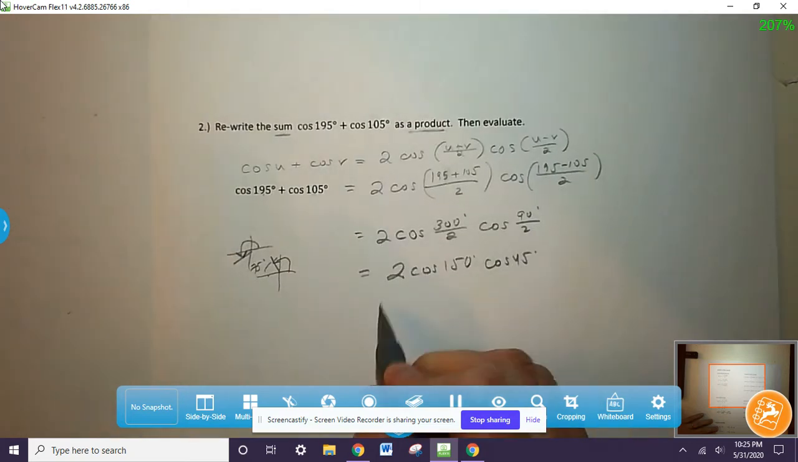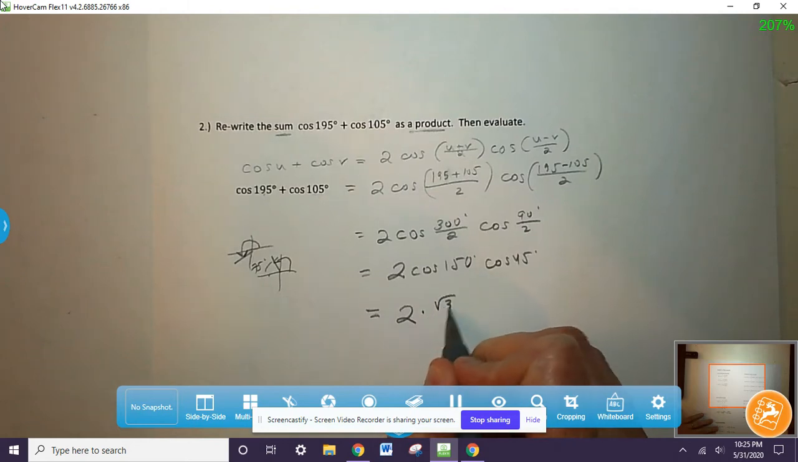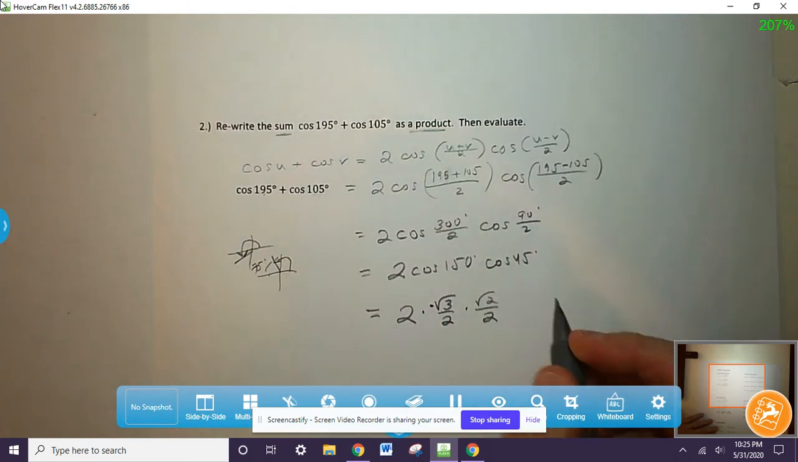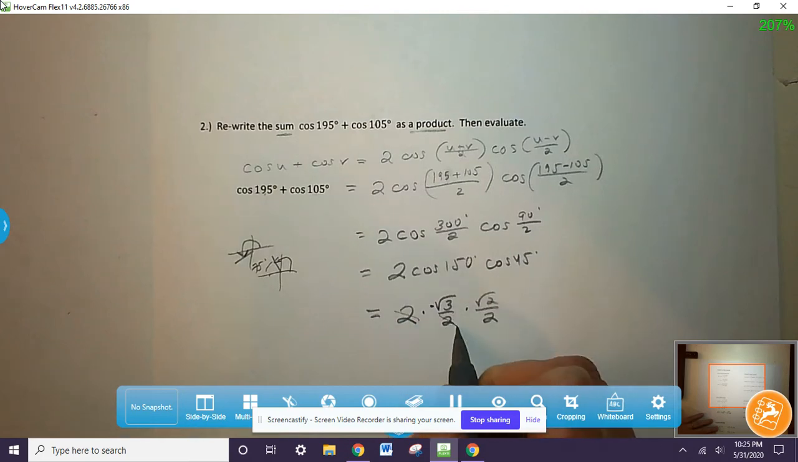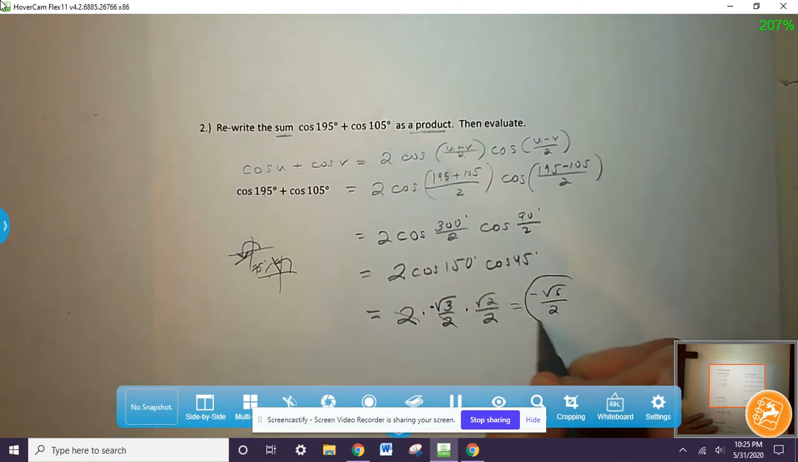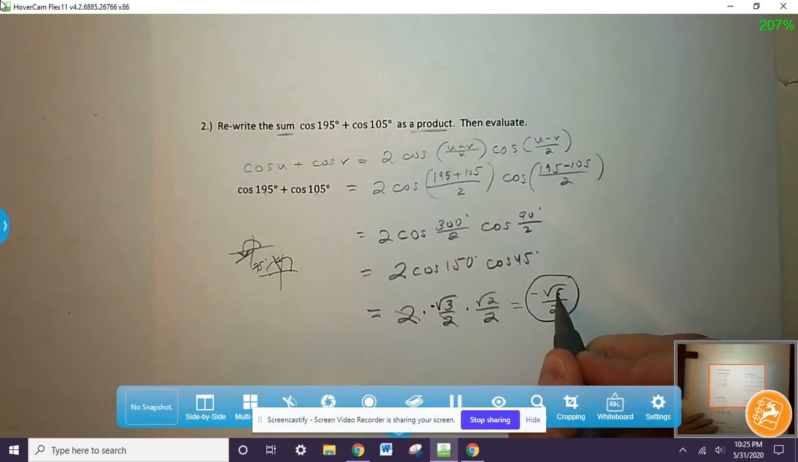We can evaluate the cosine of 150. The cosine of 150 is going to be negative radical 3 over 2. And then the cosine of 45 is radical 2 over 2. So if we go to simplify, these 2's will reduce. We end up with negative radical 6 over 2 as our final answer. That's exact. We didn't need a calculator, and it does not simplify any further. Please don't try to reduce the radical 6 in the 2.